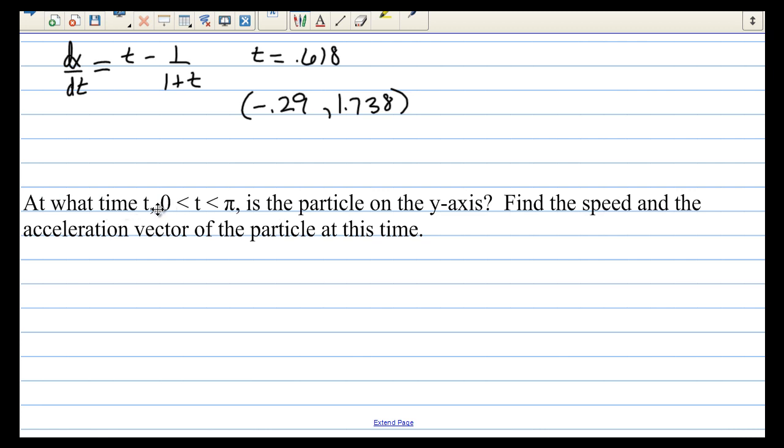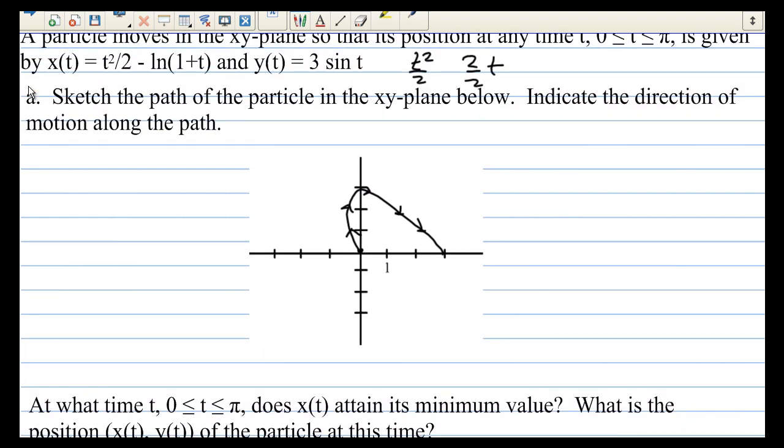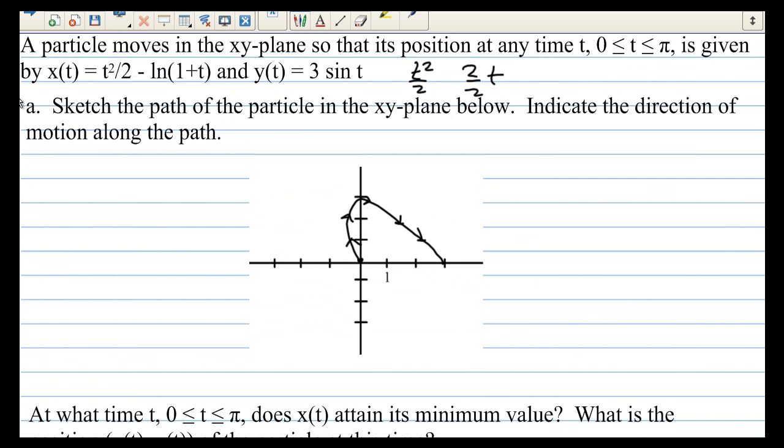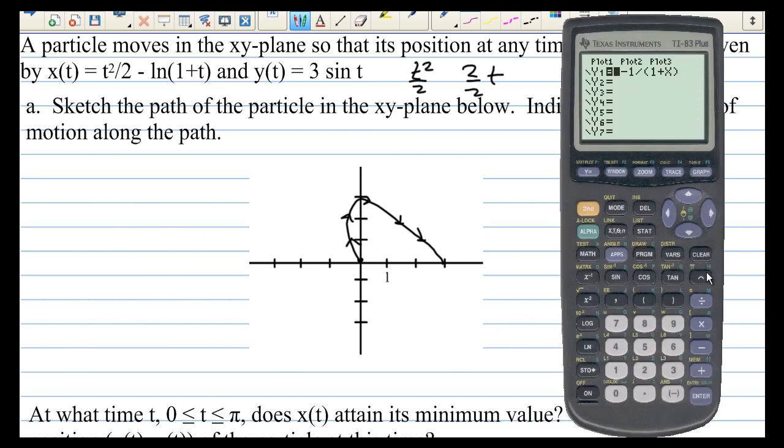At what time t from 0 to pi is the particle on the y-axis? Find the speed and the acceleration vector of the particle at this time. So at what time t is the particle on the y-axis? Well, I know I'm on the y-axis when the x-coordinate is 0. So I need to find out where this function is 0. Let's plug that into our calculator: y equals x squared divided by 2 minus natural log of x plus 1. We'll graph this and find out where x is 0.